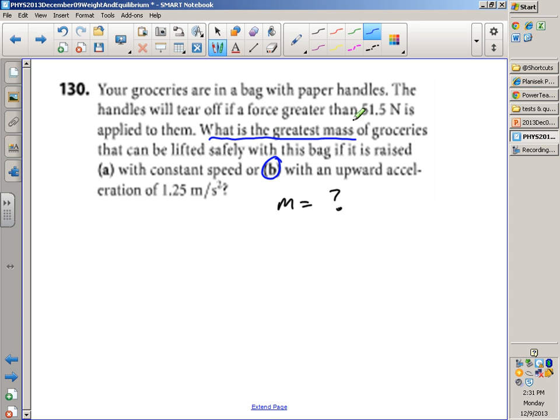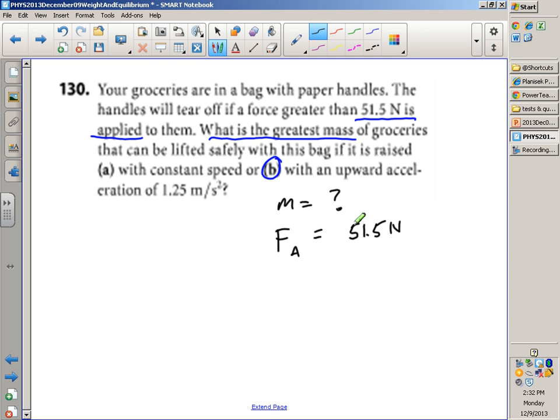51.5 newtons. Okay, so a 51.5 newton force is applied. That's how hard we're going to pull on that bag. And remember last week, we talked about the idea that we'll represent force with a capital F and then a subscript. If you're pushing or pulling something, a lot of times we'll call that F of A, for the applied force. So in this case, the applied force is 51.5 newtons. That's how hard we're pulling on this grocery bag.